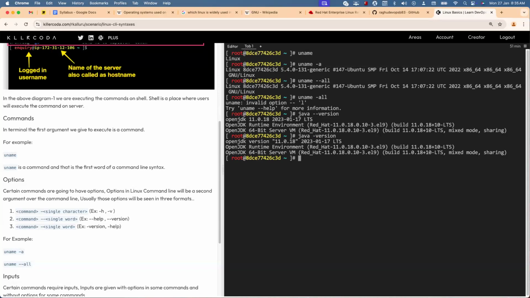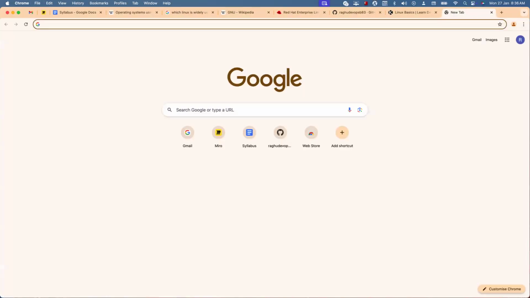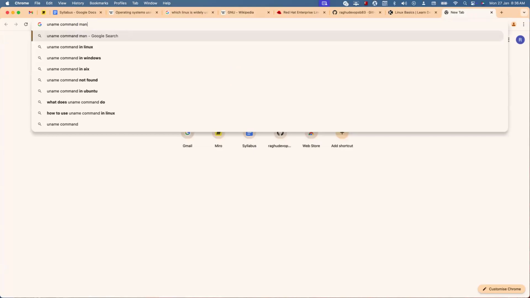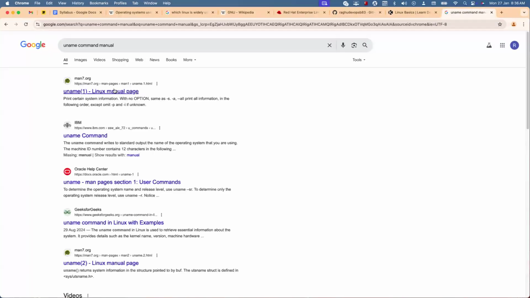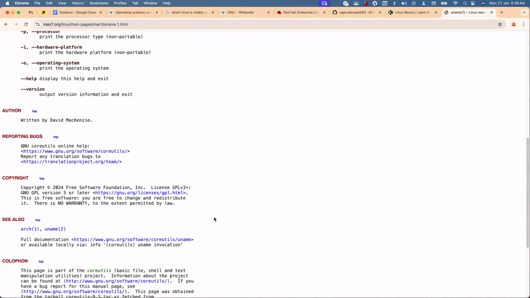Now, how do I come to know what the options are for any command I want to learn? I think the internet is the best place, by the way. From the system also you can get it, but my personal suggestion is to go to the internet. So you want to learn a command, let's say uname. You type uname command manual. Manual means, for anything you want to use, you get a manual book, right? Same way, you type manual, you get the answers, you go there and you start reading the options.